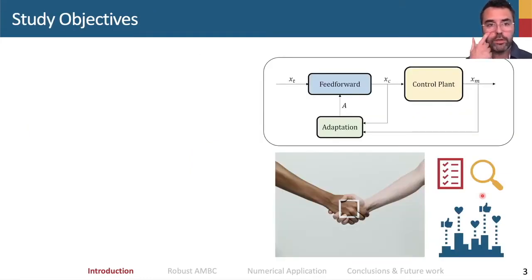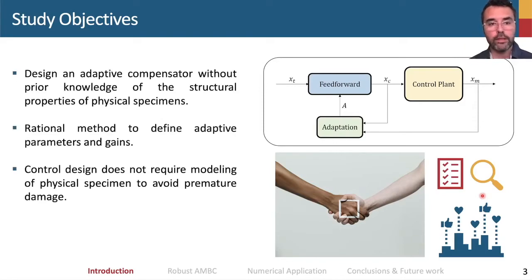The objectives of this study are as follows. Design an adaptive compensator without prior knowledge of the structural properties of physical specimens, and have a rational method to define the adaptive parameter gains, and finally design a controller that does not require modeling of the physical specimen to avoid premature damage.